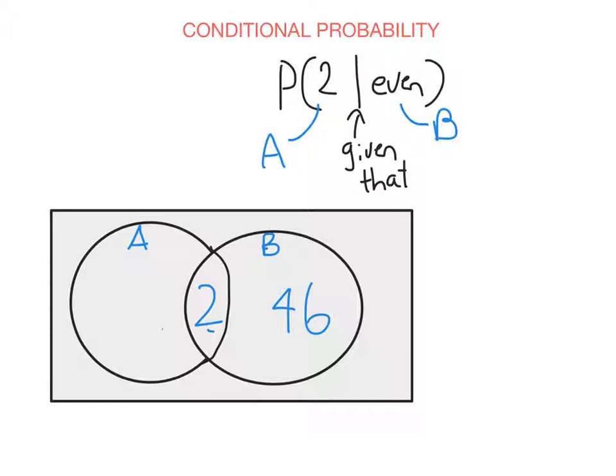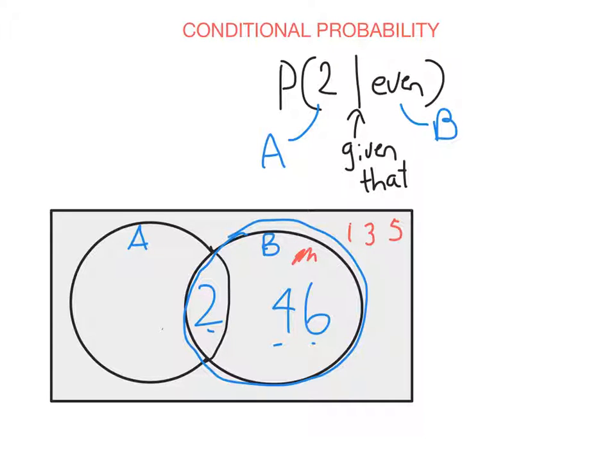So you can see that the probability that I get a 2, given that I got an even, well, there's 1, 2, 3 possibilities in B. So I'm telling you that I'm in B. I'm telling you that it's an even number. I'm not out here with 1, 3, and 5, okay? That would be a different question. So I'm telling you that I got an even number, so I'm in this circle here.